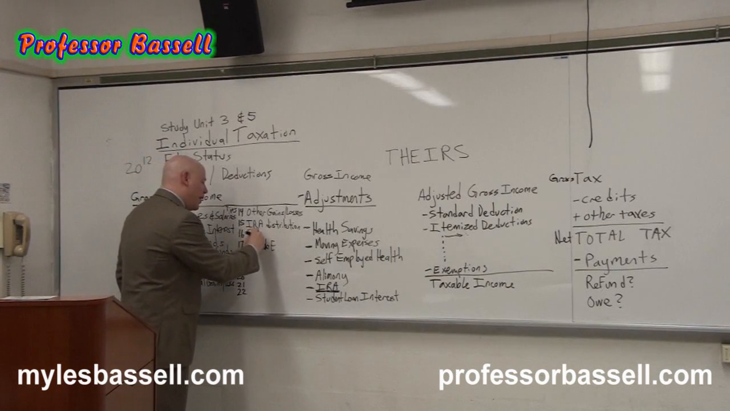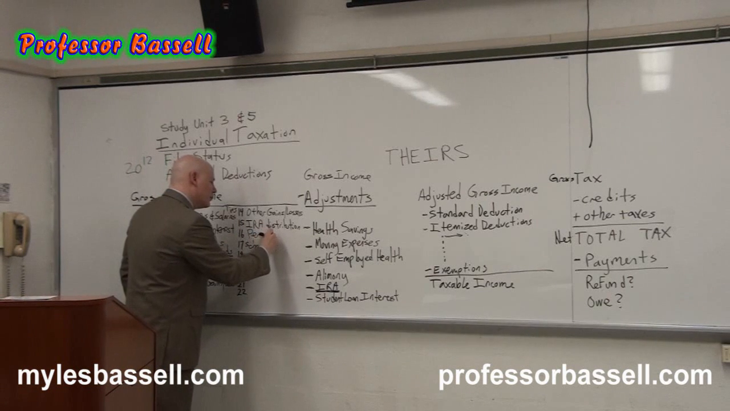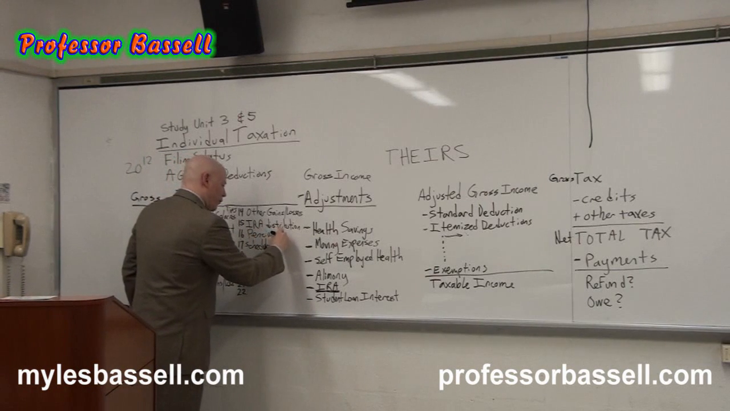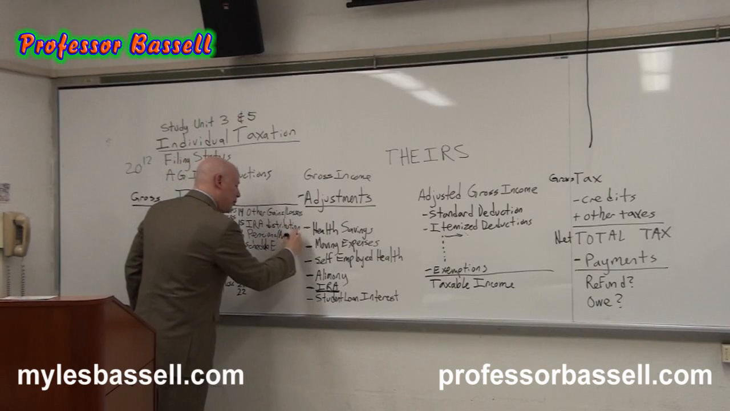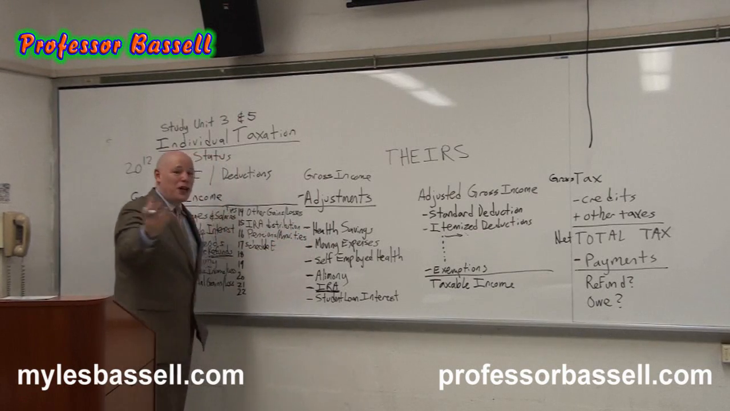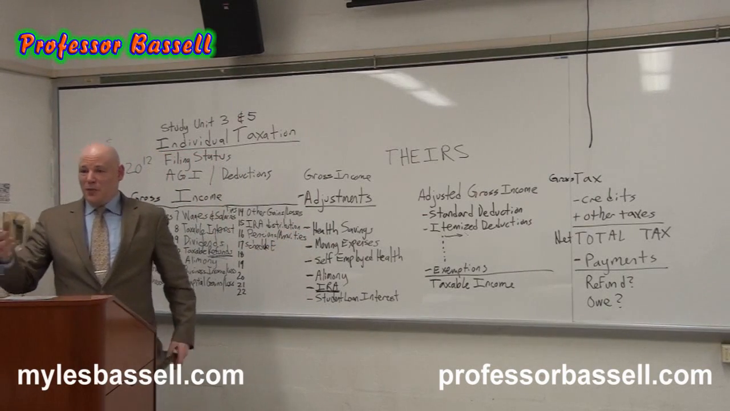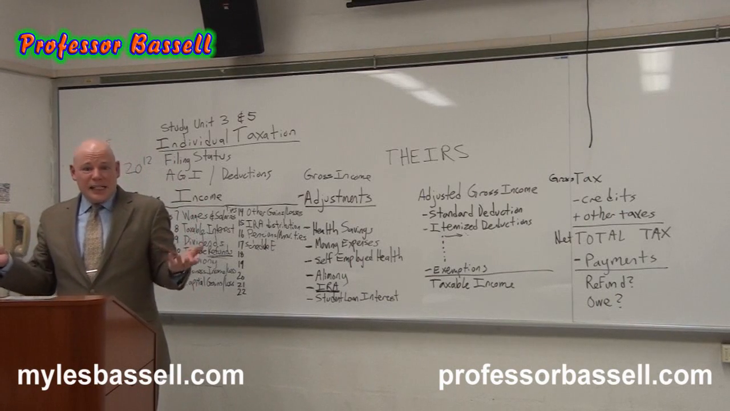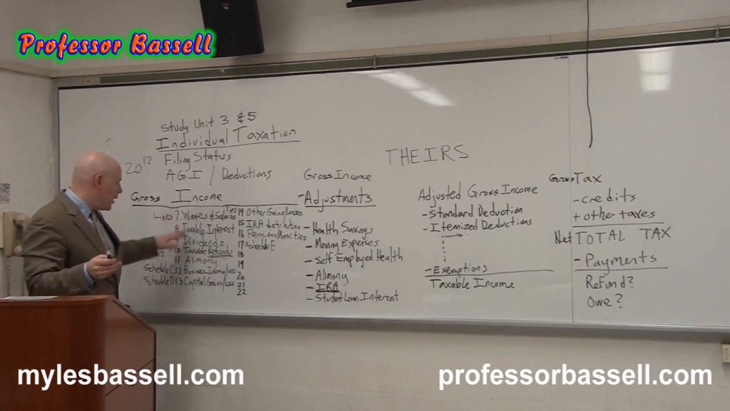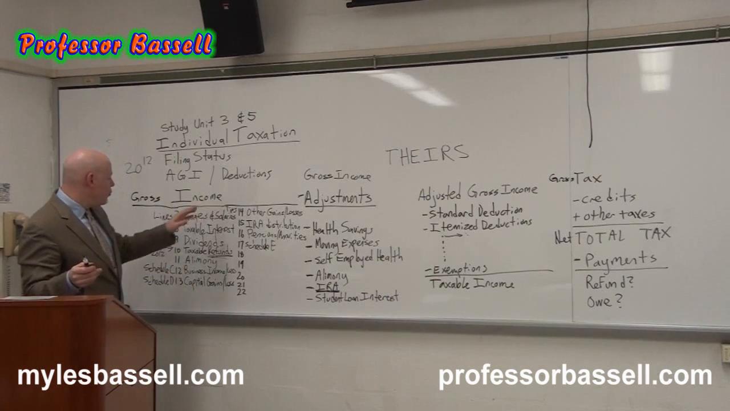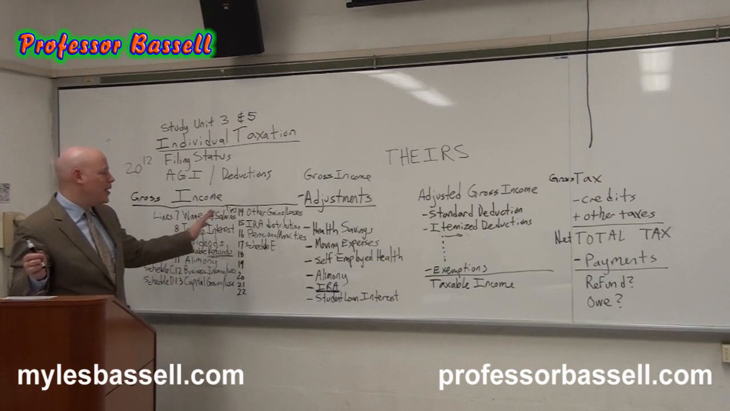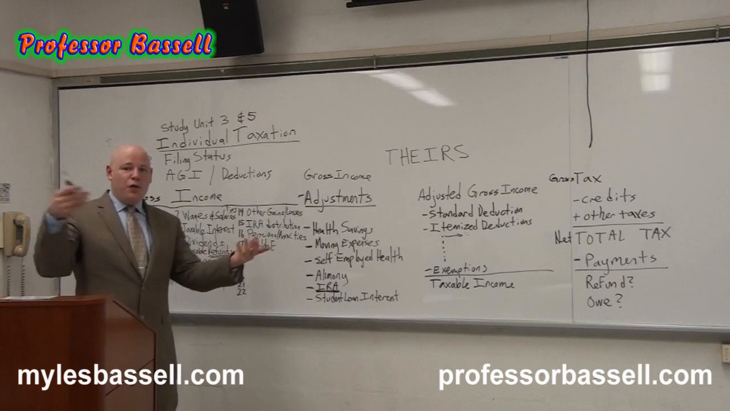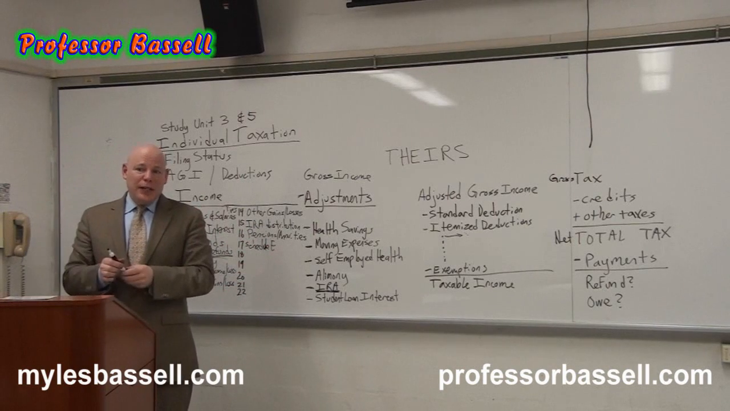And then we have pensions. So you work for a company, they say we'll give you a pension. Well, when you start receiving the pension, the IRS says that's income. Just like all these other things are income, just like your wages and salaries and your interest and your dividends. If you receive a pension, you have to pay tax on that.